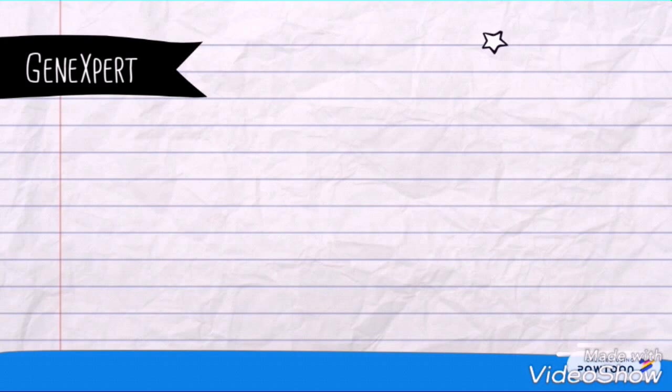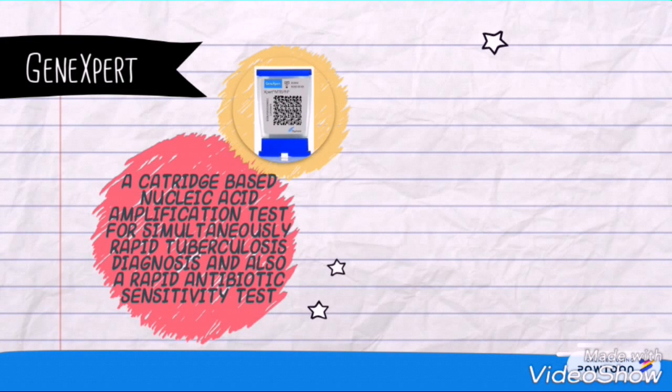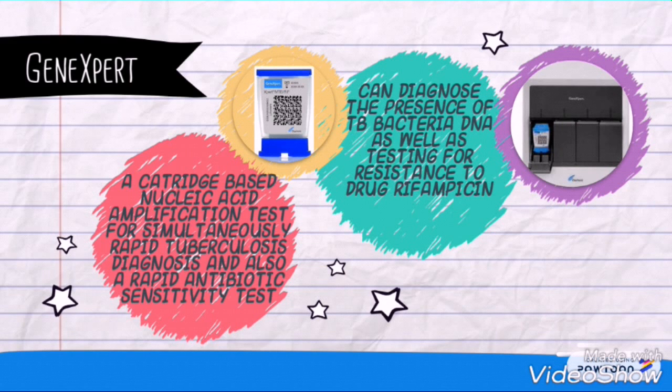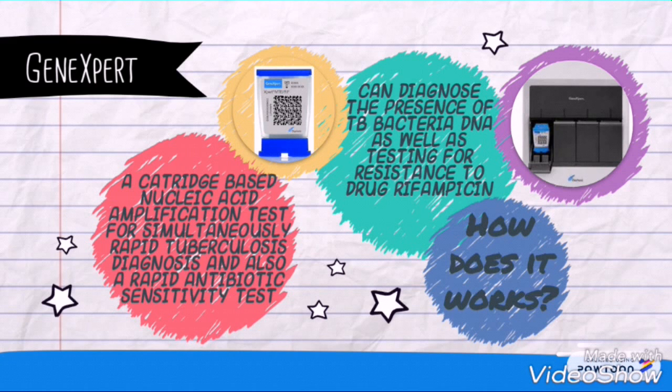Third, GeneXpert. GeneXpert is a cartridge-based nucleic acid amplification test for simultaneously rapid tuberculosis diagnosis and also a rapid antibiotic sensitivity test. It can diagnose the presence of TB bacteria DNA as well as test for resistance to the drug rifampicin. So, how does it work?